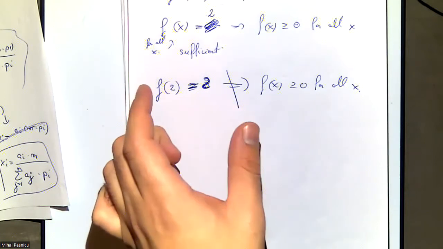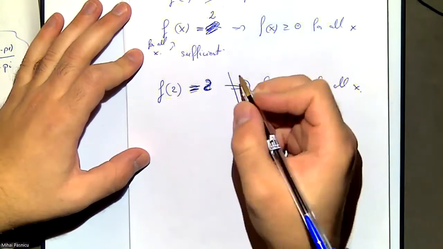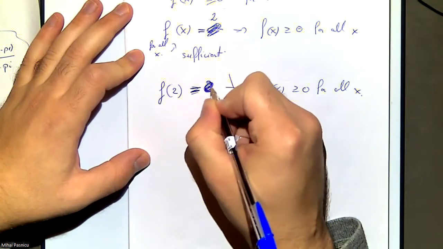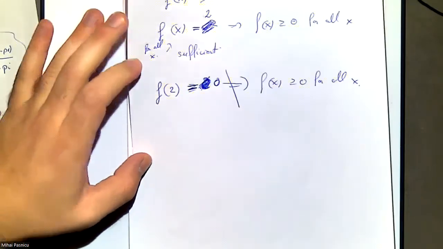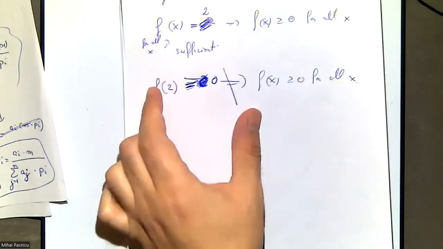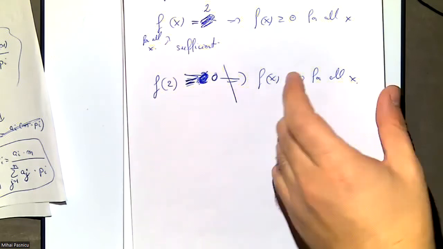But if I only tell you that f of 2 is equal to 2, I need to use 0 here, because it's not sufficient anymore. It's not necessary in that case. If I only tell you that f of 2 is greater than 0, then it does not mean that the function is positive for all values of x. It just means it's positive for 2, which is necessary. So it will happen in this case, but it's not sufficient to show it.